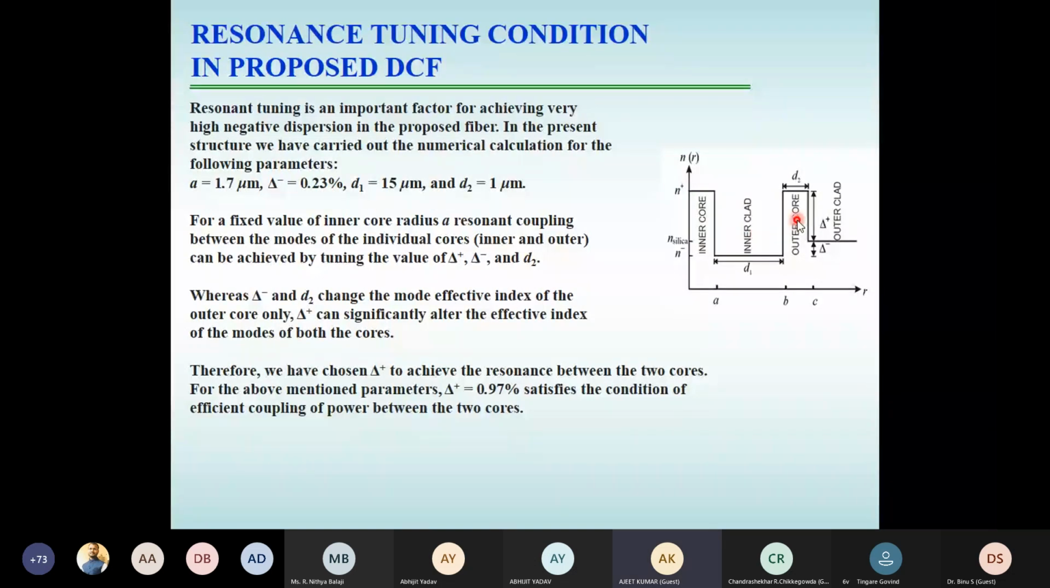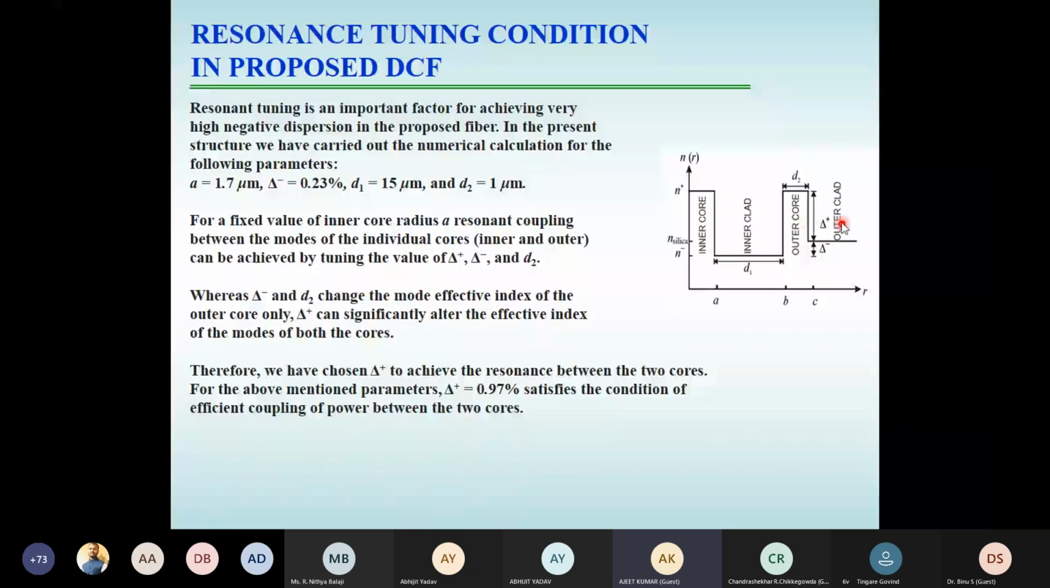So you know that for a fixed value of inner core radius A, there is a resonant coupling between the modes of the individual cores, which is the inner core and outer core. This is basically controlled by del plus, del minus, and D2. Del minus and D2 are going to control the effective index of this outer core.